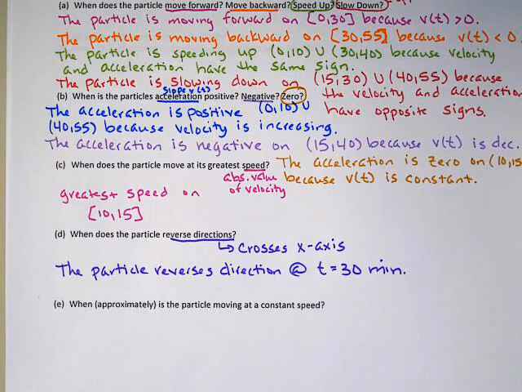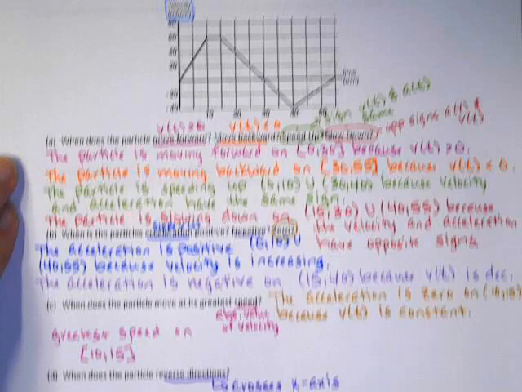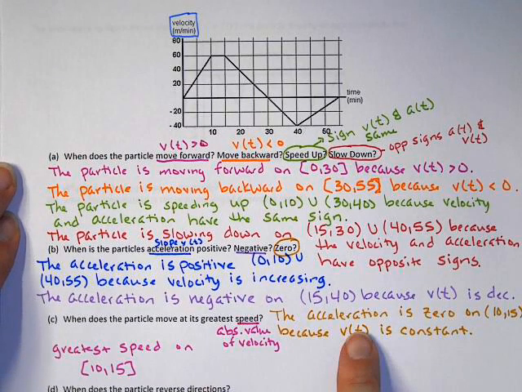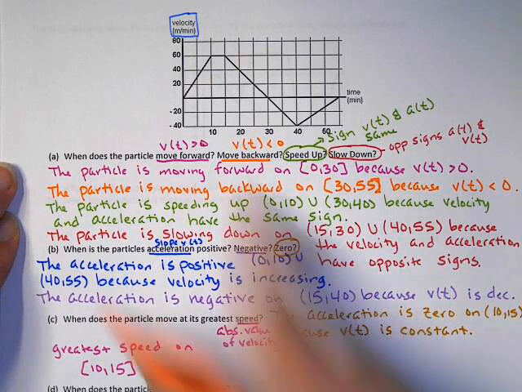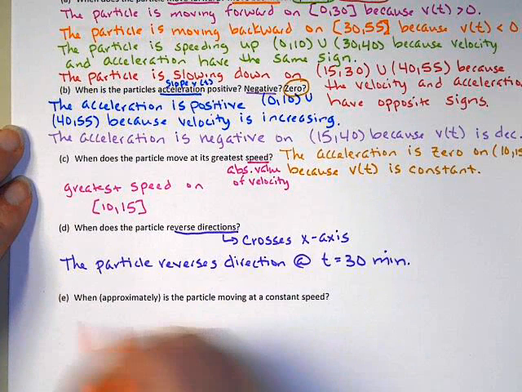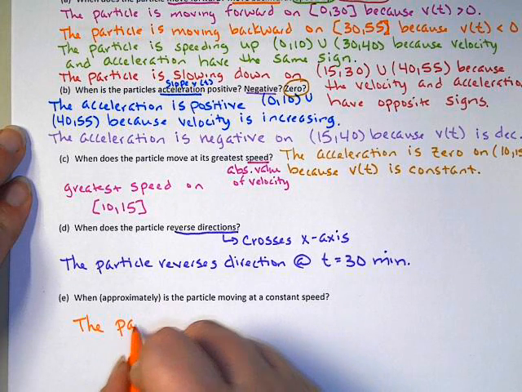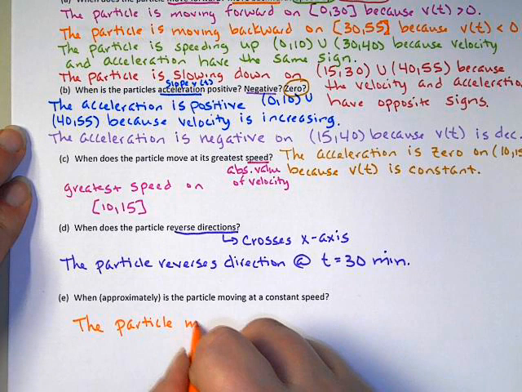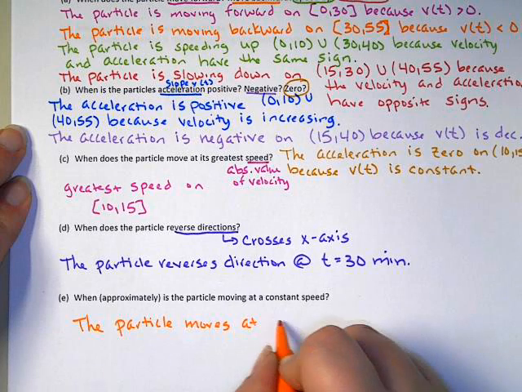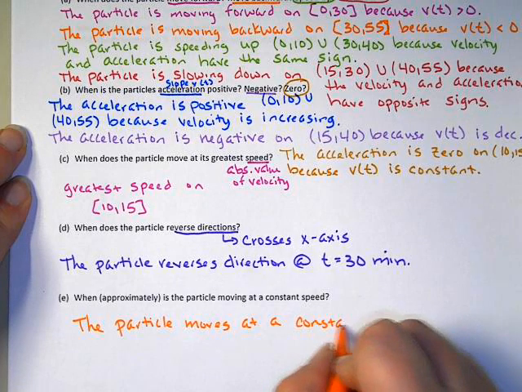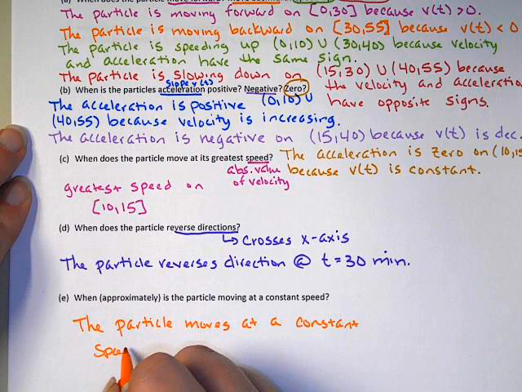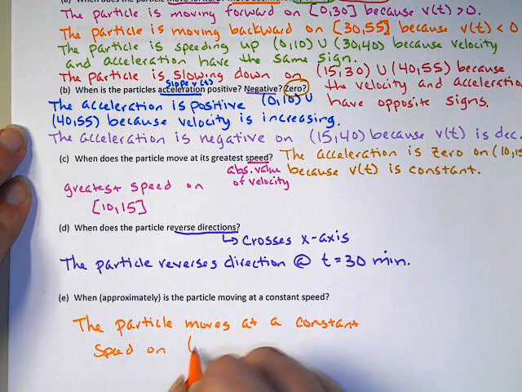The last one, when approximately is the particle moving at a constant speed? So the particle is moving at a constant speed anywhere that the velocity is not increasing or decreasing. So we actually talked about that here when we said the acceleration is 0, but constant would be from 10 to 15. So the particle moves at a constant speed on the interval from 10 to 15.